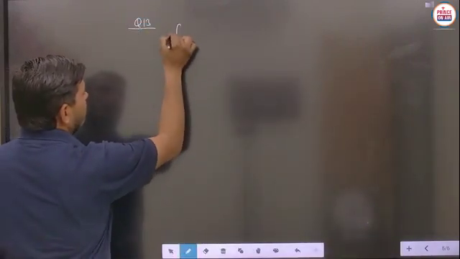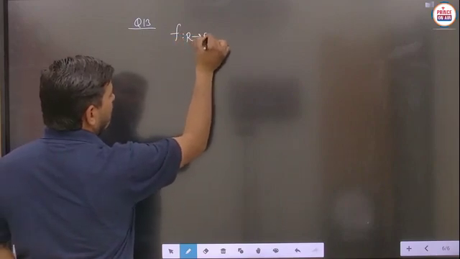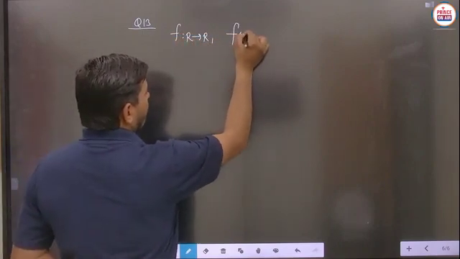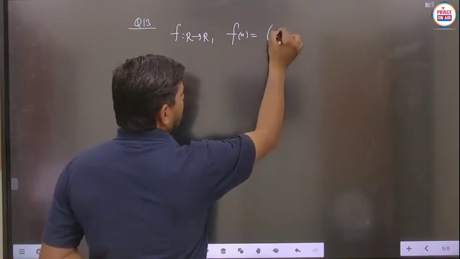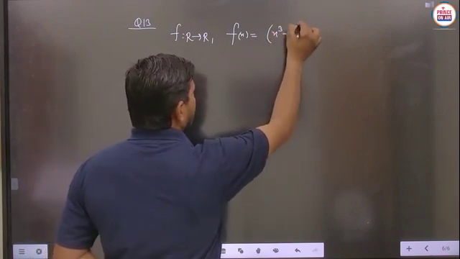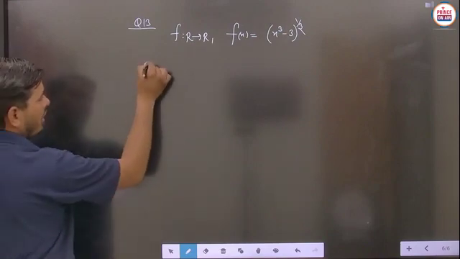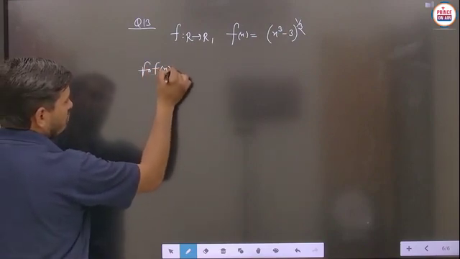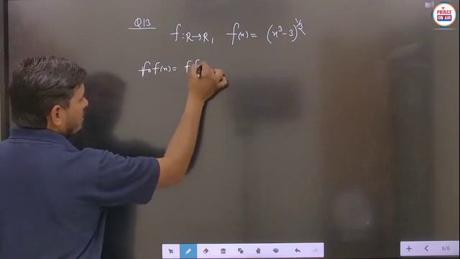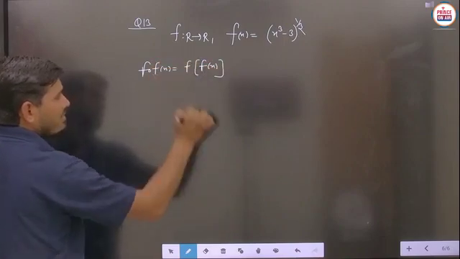In this question number 13, the function is defined from R to R, and f(x) is given as (x³ - 3)^(1/3). No problem, student, we just have to calculate f of f(x). A very simple thing is asked here. So this will be written as f of f(x).